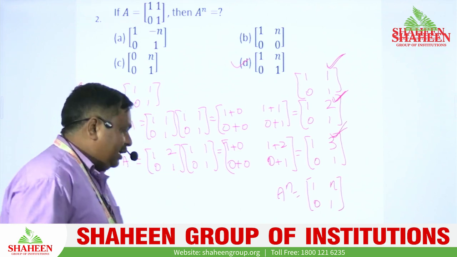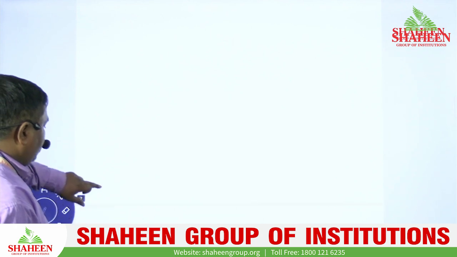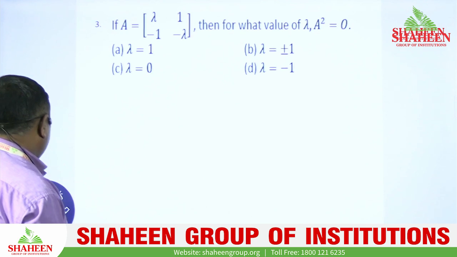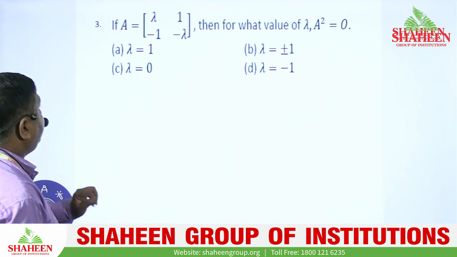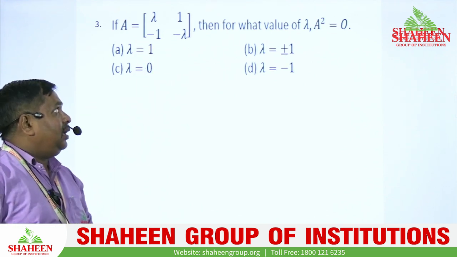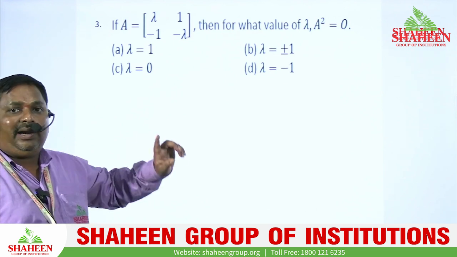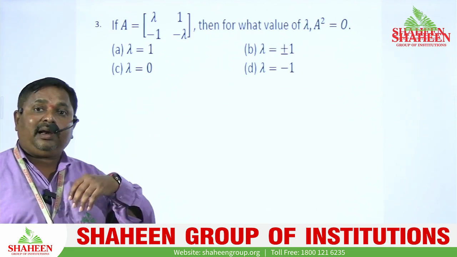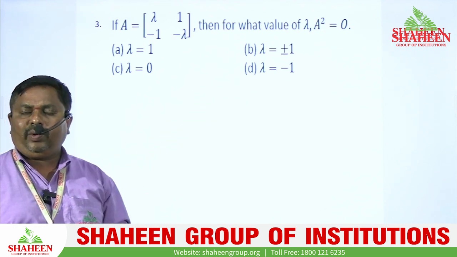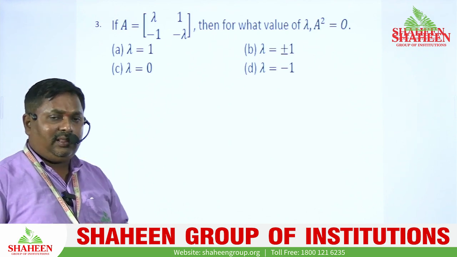Okay, let us move to the next problem. The third question: we have given a matrix A equal to lambda 1 minus 1 minus 1. Then for what value of lambda is A square equal to 0? Matrix A is given and matrix A square is the 0 matrix. A square equal to 0 means matrix A square is equal to the 0 matrix. Then what is the value of lambda that we have to find?